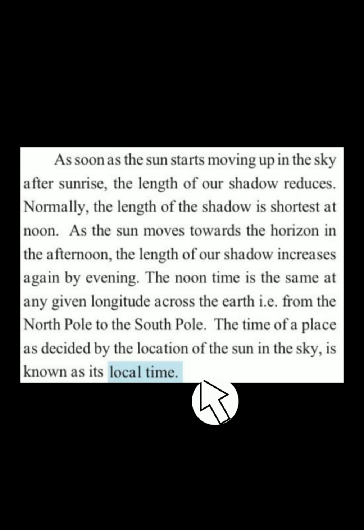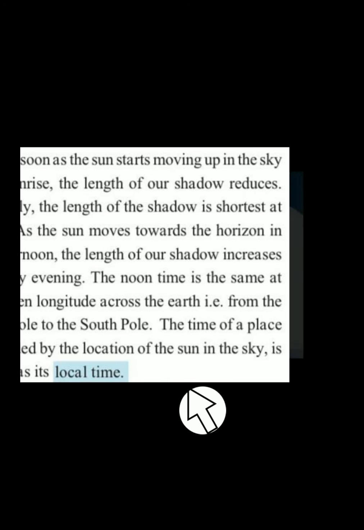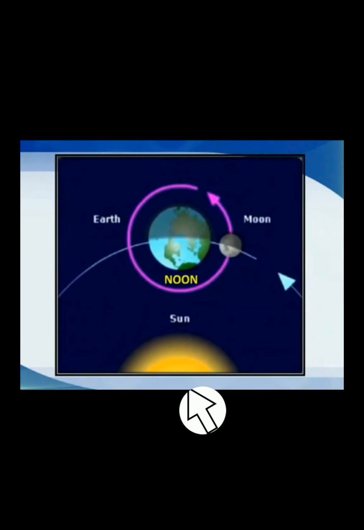So students, whatever timing you see on your watch or on your clock, it is only because of the location of the sun in the sky. Always remember that. Whenever you can see the location of the sun in the sky, by that we can determine the local time of that particular place. So local time is basically the time of a particular place. That is called local time.